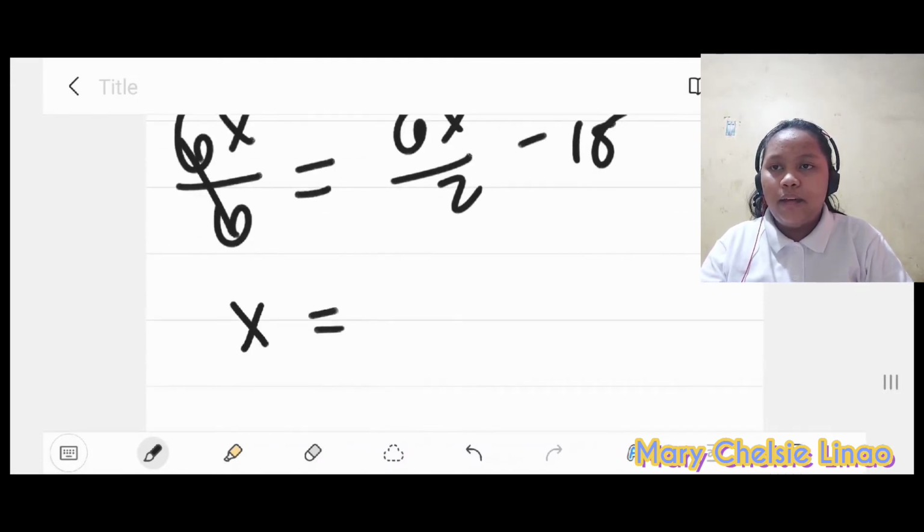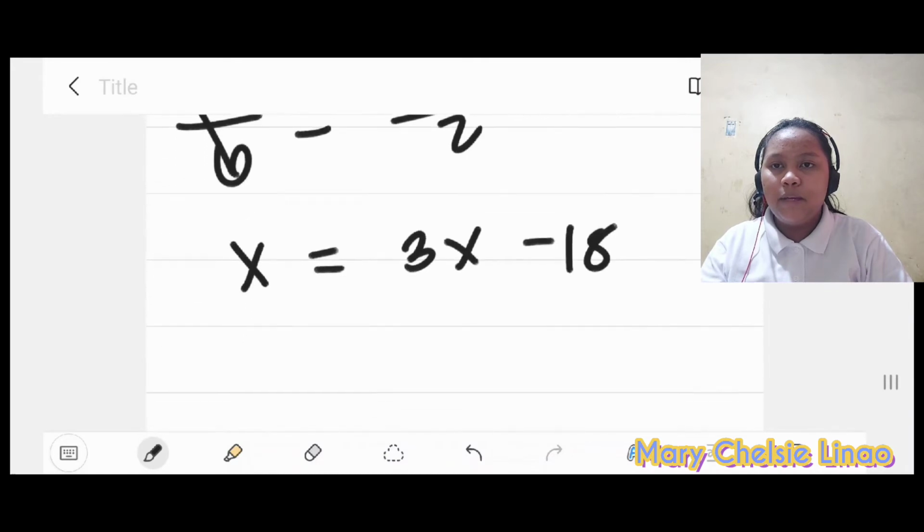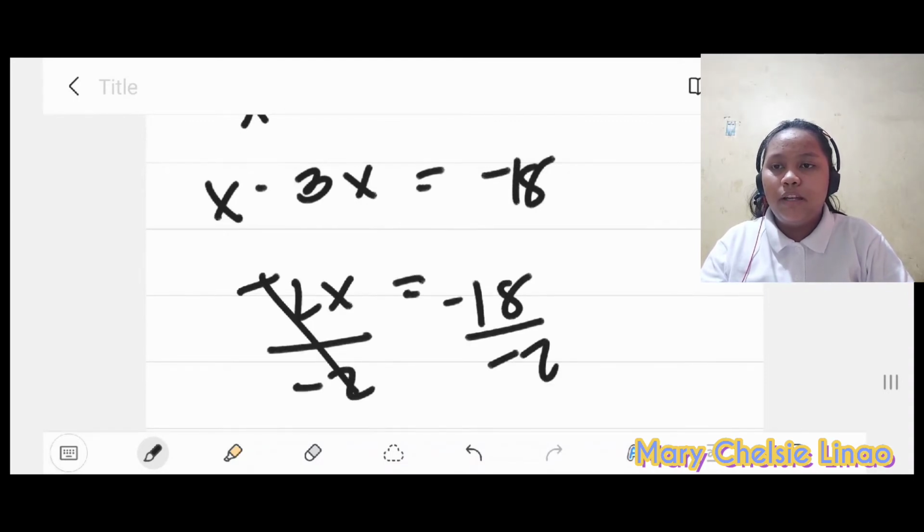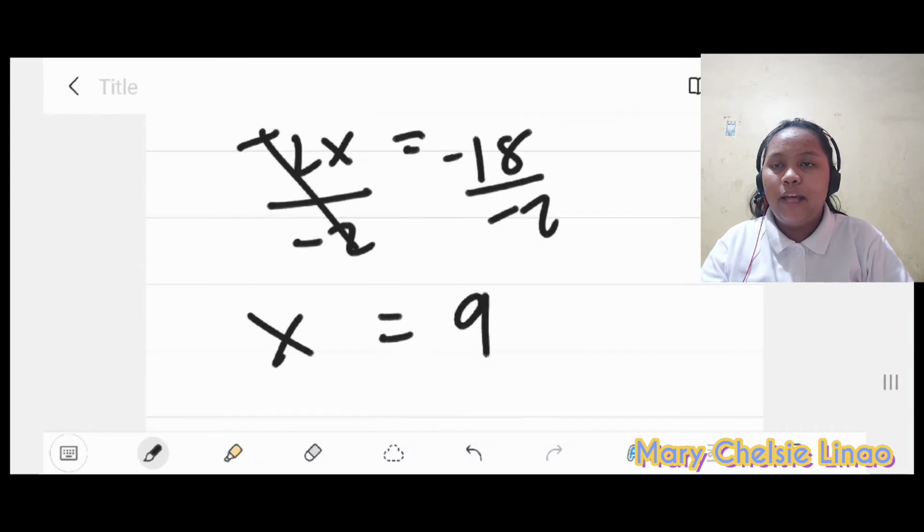Cancel out 6, it will become x. Simplify 6 divided by 2, it will become 3x minus 18. Transpose positive 3x to the other side, it will become negative 3x equals negative 18. Simplify like terms, it will become negative 2x equals negative 18. Divide both sides by negative 2 so that we can cancel out. The answer will be x is 6.